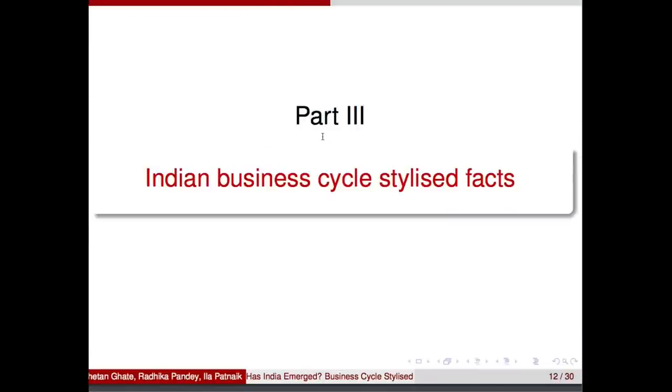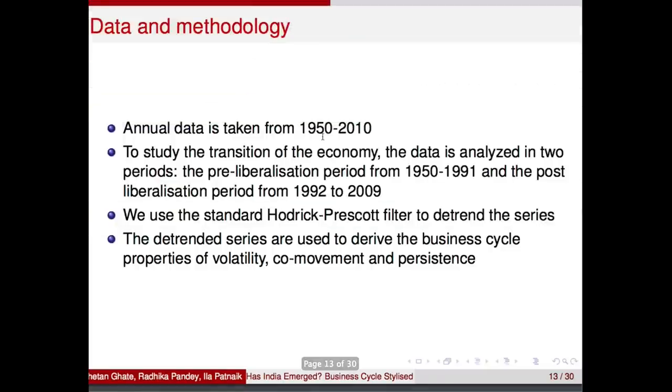With this basic overview of literature, we now turn to studying the business cycle features of the Indian economy and the changes therein from the pre to post reform period. For our study, we take the annual data from 1950 to 2010. To examine the business cycle features of pre and post reform period, we divide our data into two phases, the pre-reform phase from 1951 to 2010 and the post-reform phase from 1992 to 2009.